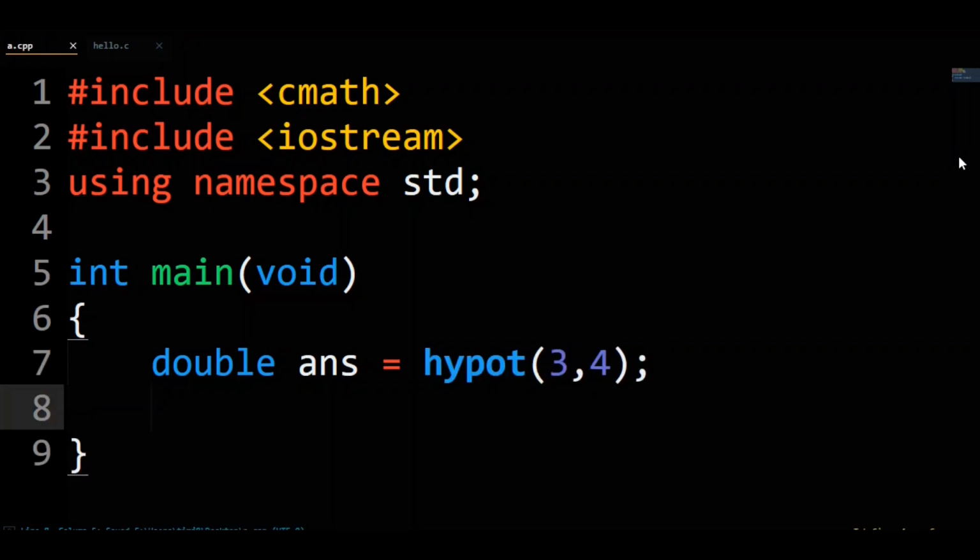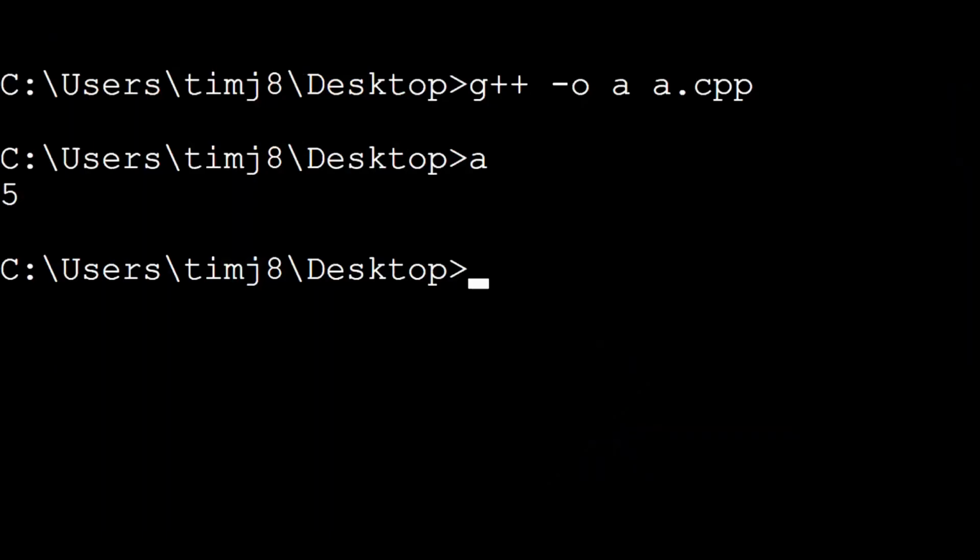Next, we'll print our answer. Put to cout our answer, and put to our answer the endl. If we run this code, we'll see 5. If you remember back from grade school, this is a 3, 4, 5 right triangle. If the two legs are 3 and 4, then the hypotenuse is 5.